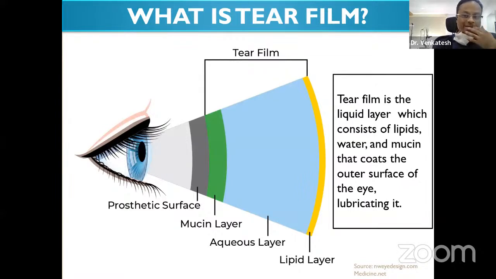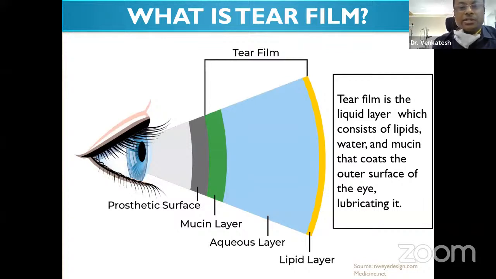Coming to today's topic, computer vision syndrome, it has to do with the tear film. The tear film is a thin layer of tears which coats the front surface of the cornea. And it has three important layers: the mucus layer, the aqueous, and the lipid. The mucus layer is a thick, sticky layer. It helps the tear film stick to the cornea.